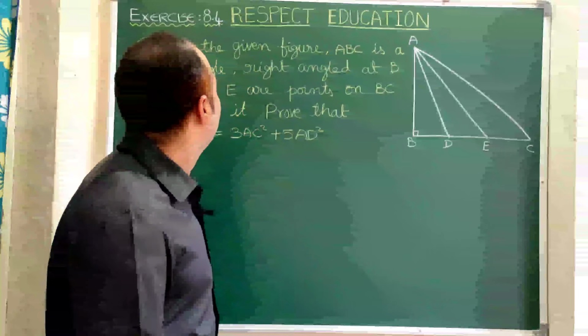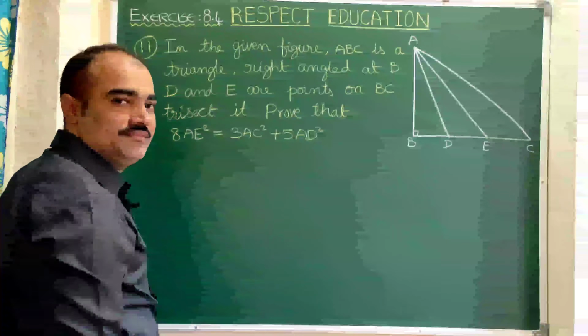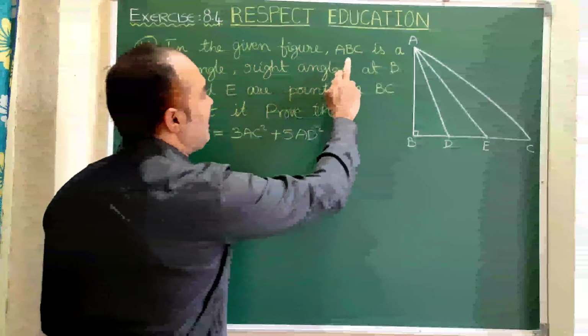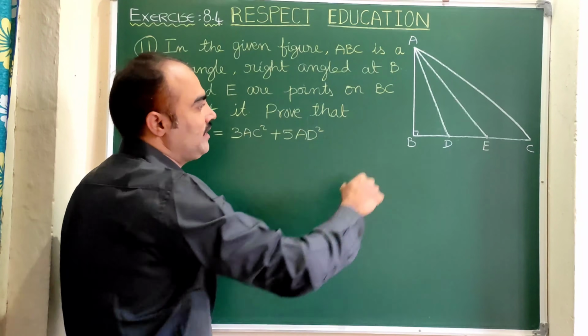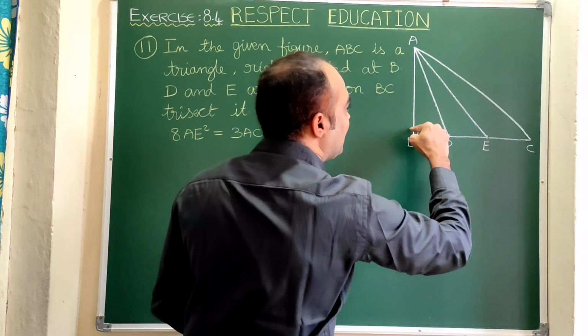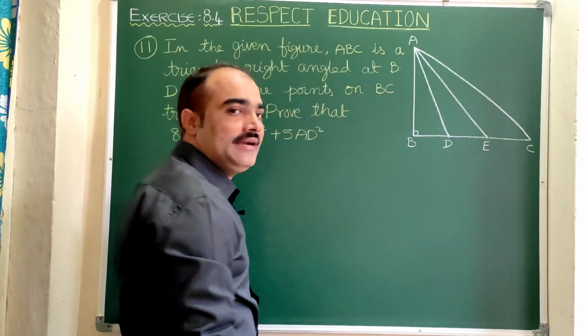Now let us see question number 11. In the given figure, ABC is a triangle right angled at B. So ABC is a right angle triangle.